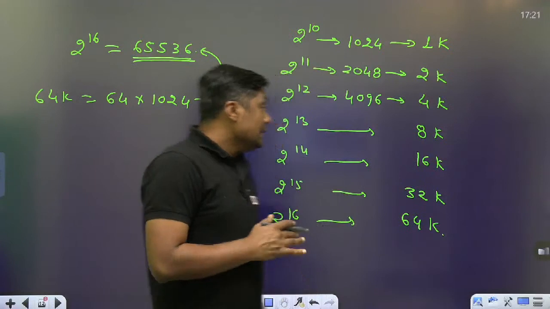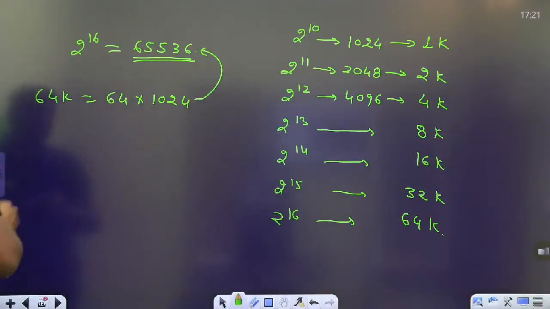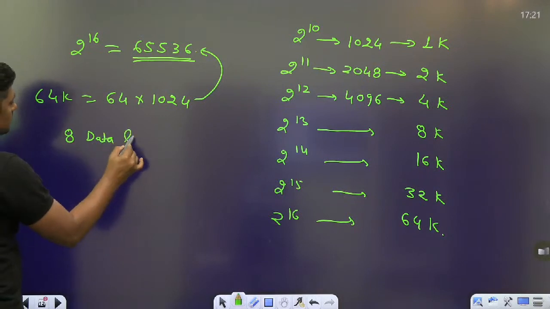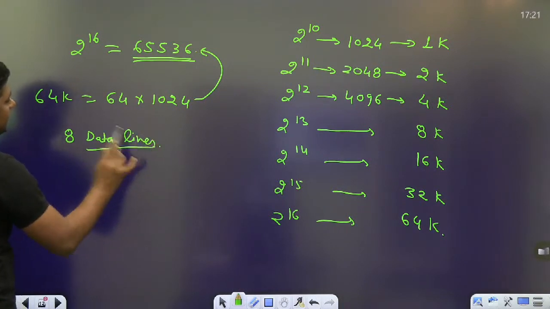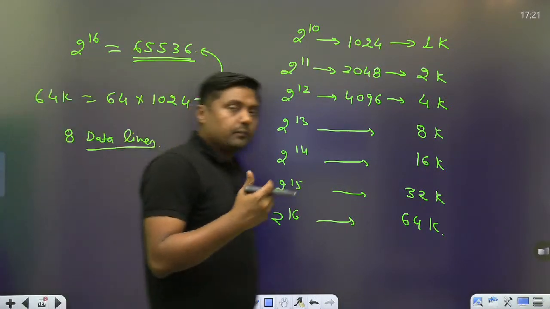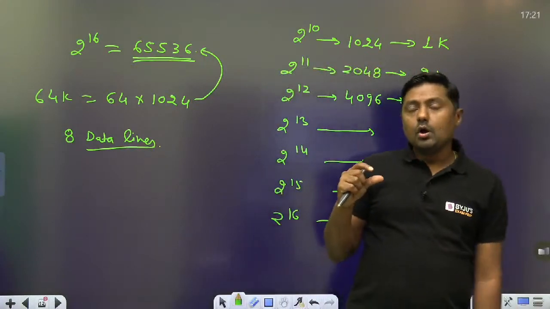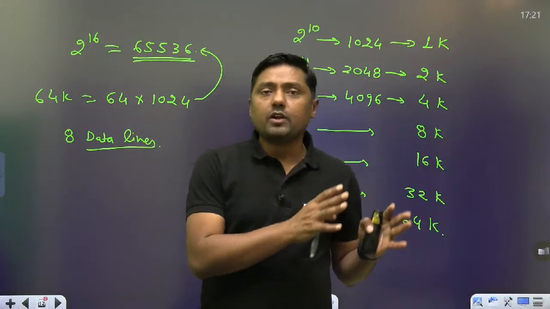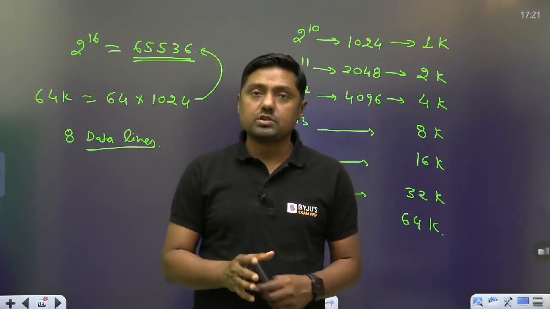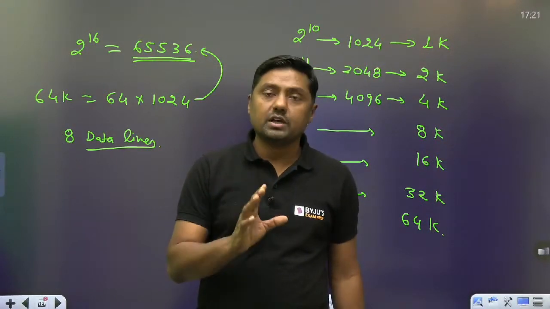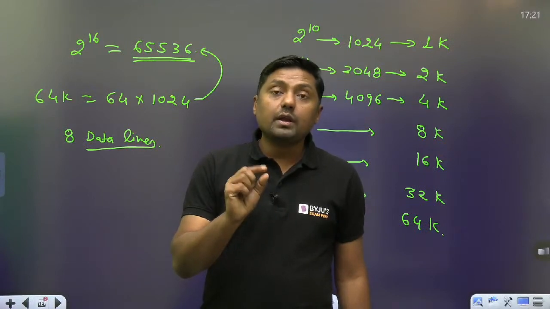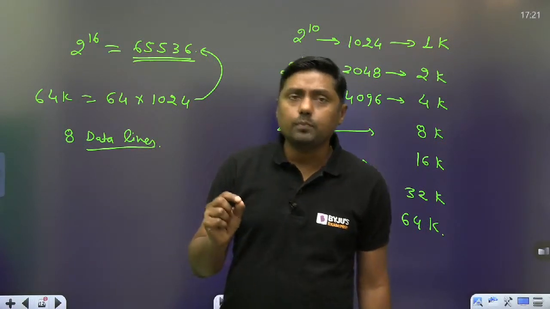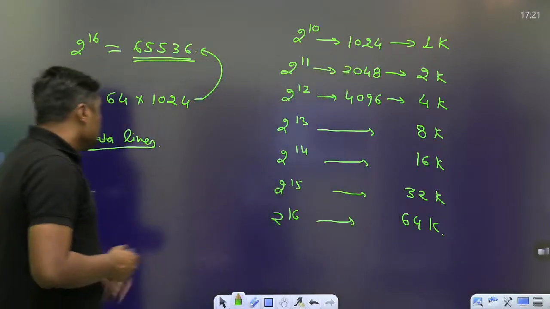Now, how many data lines? Total 8 data lines. So in parallel it can deal with 8 bits of data, whether from microprocessor to peripheral or from peripheral to microprocessor. That's why it is called an 8 bit microprocessor.